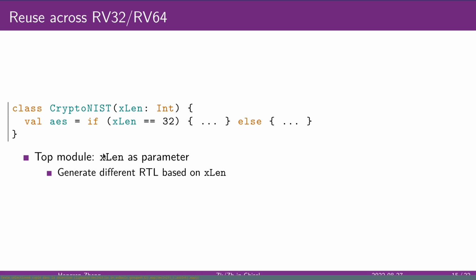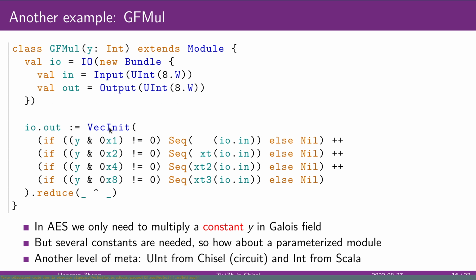Then for the top module, for the CryptoNist module, we can generate different RTL based on the xlearn parameter. Another example in the BKU is the Galois field multiplication. So in AES, we observe that we only need to multiply by a constant y in Galois field.